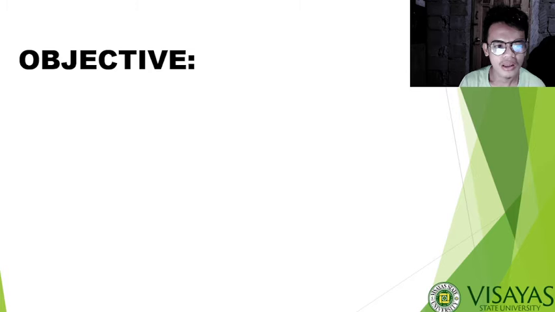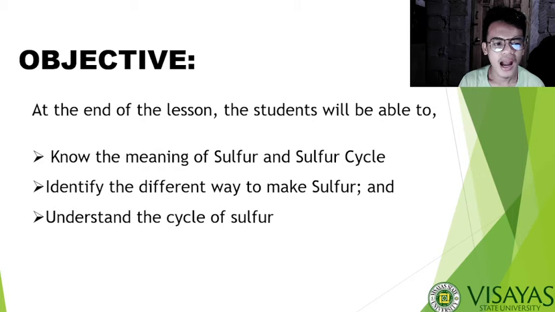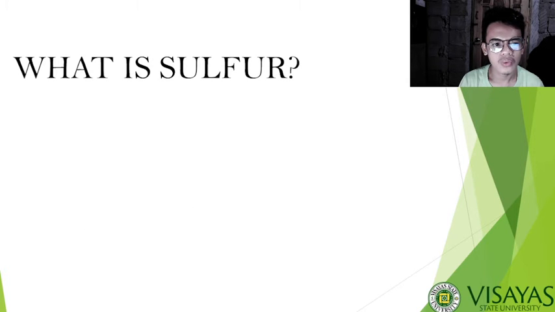Next, the objective of this lesson. At the end of the lesson, the students will be able to know the meaning of sulfur and the sulfur cycle, identify the different ways to make sulfur, and understand the cycle of sulfur. So this is the objective for today. So, what is sulfur?